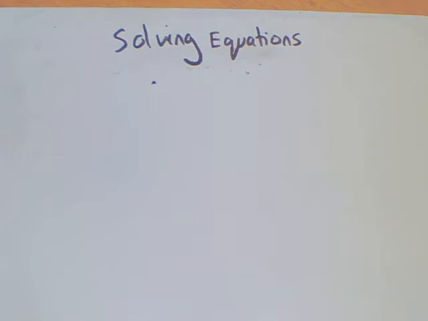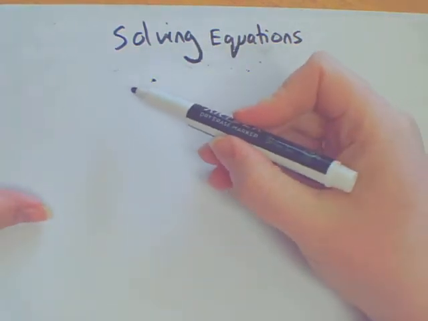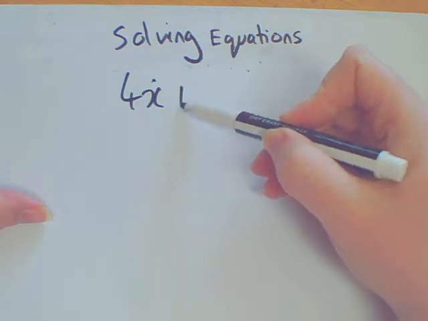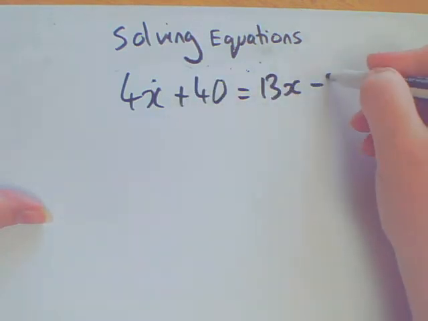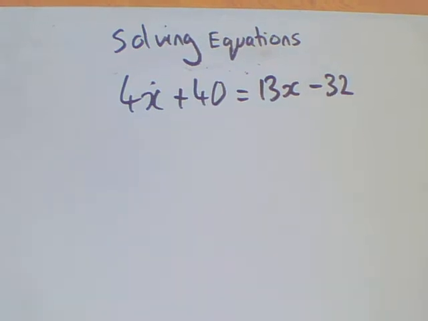Welcome to a video on solving equations where the unknown is on both sides of the equation. So the first question we're going to do is 4x + 40 = 13x - 32.